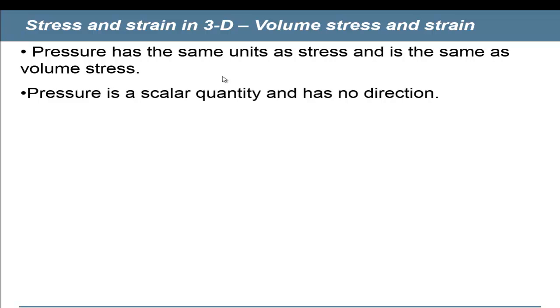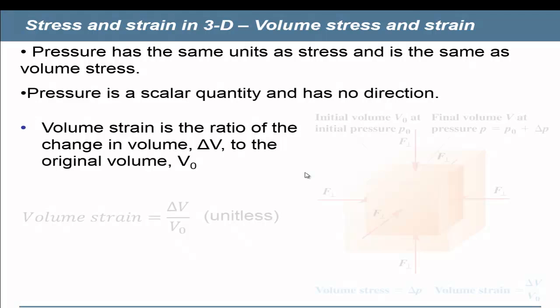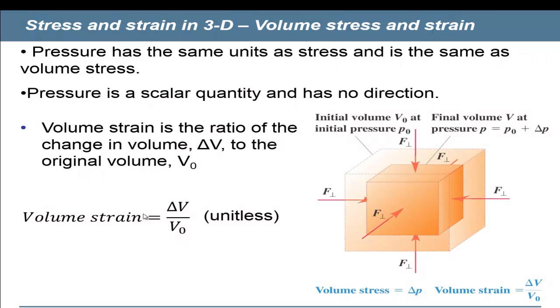The volume strain, based off of the things that we've done for tensile strain and compressive strain, would probably just be a ratio of the change in volume to the original volume, right? So it's simply the same relationship that we had before, in which we have our change in volume divided by original volume. Essentially the same relationship we had for tensile strain and compressive strain. So we have here volume strain is delta V over V naught, which again is unitless.